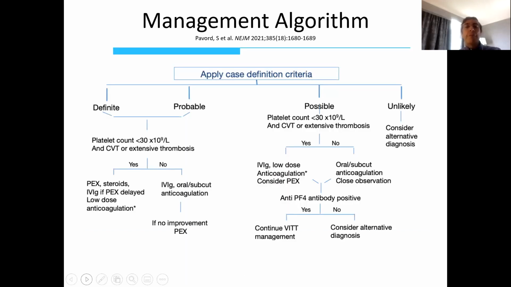Next slide, please. We have 15 minutes left, and I have just very few slides. This slide summarizes the management algorithm of such patients for the definitive and the probable ones against the immune modulatory initiatives such as plasmapheresis, steroid therapy, and IVIG, plus anticoagulant with a non-heparinoid agent. The intensity depends on the presence or absence of bleeding, major bleeding rather, and renal and liver impairment. And for the possible and unlikely, you see a different suggestion for the management algorithm 3.